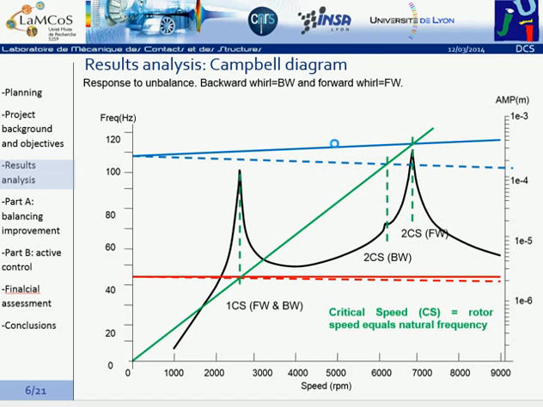Notice that we have two types of lines: the dashed line, which corresponds to the backward whirl, and the continuous line, which corresponds to the forward whirl. This is caused by the gyroscopic effects. So this is the best way of analyzing a rotor, or the dynamic behavior of a rotor.